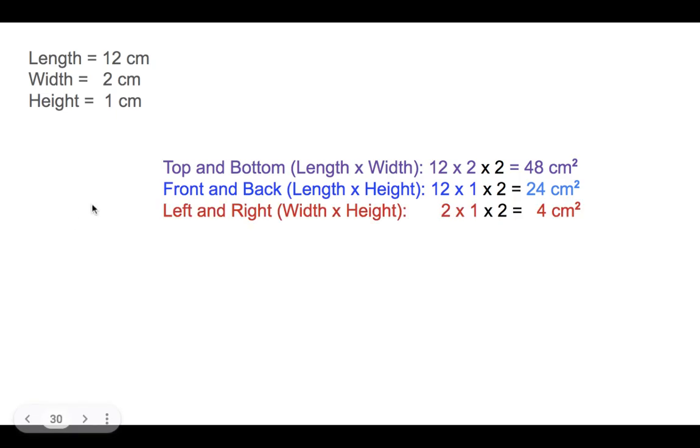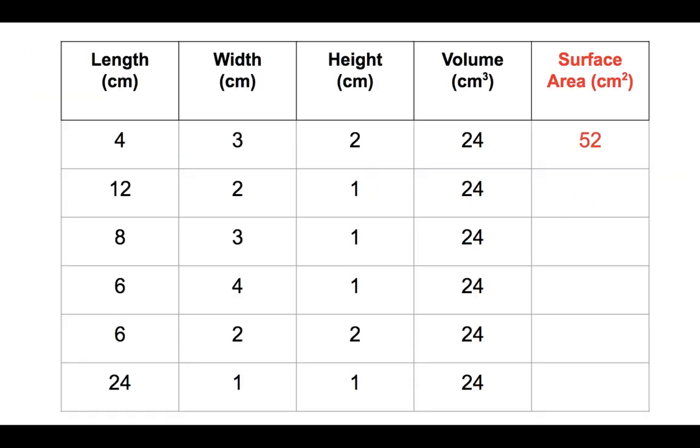And lastly, the left and right is the width multiplied by the height, 2 by 1, and we're going to multiply that by 2 because there's both a left and a right side. And the sum of those three areas is 76 squared centimeters. So we'll put that in our table. I'm going to continue on with the rest. If you'd like to do it on your own, that's fine as well.